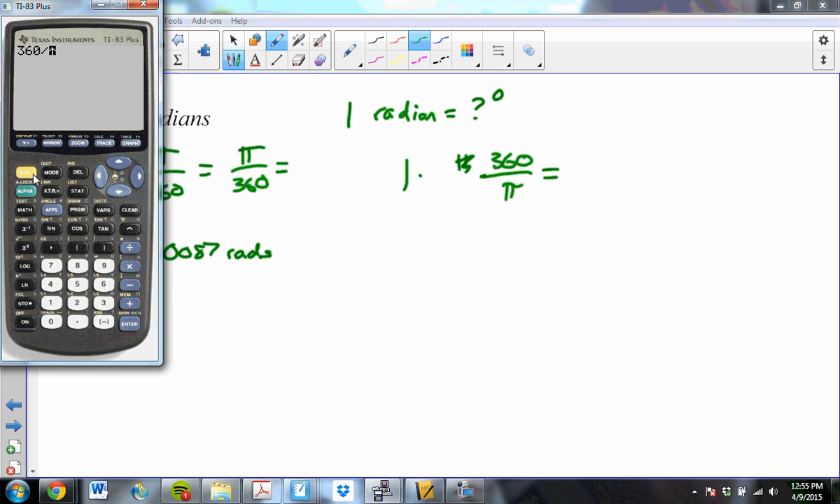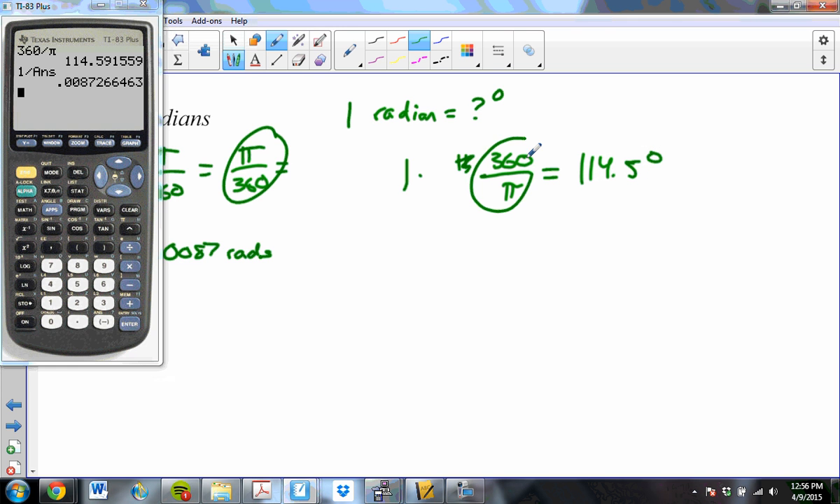360 divided by pi. 114.5. So 1 radian is 114.5 degrees, so it's really quite big. You'll note that 114.5 is just the reciprocal of the previous answer. They're just reciprocals of each other because we just took these fractions and flipped them over.